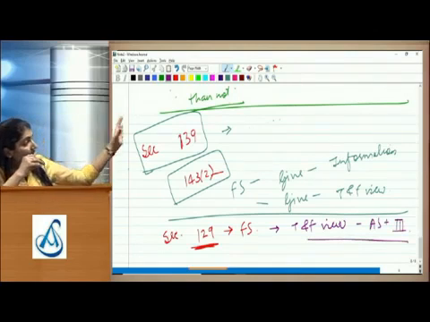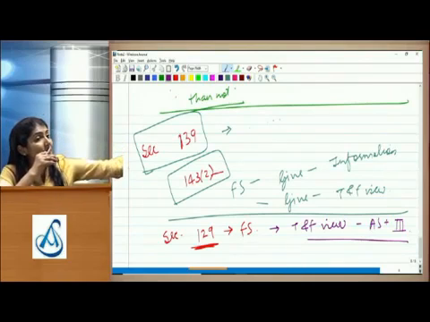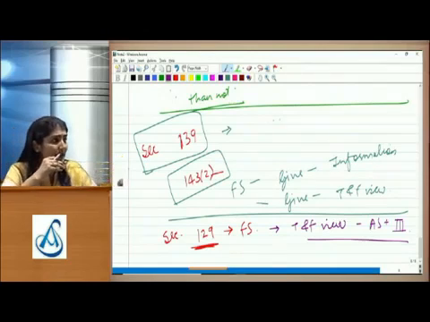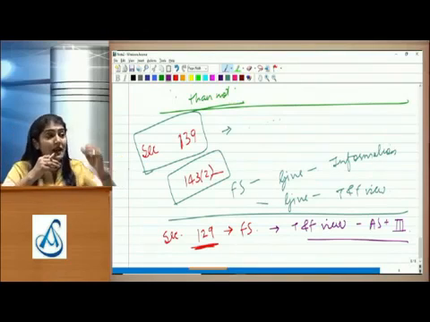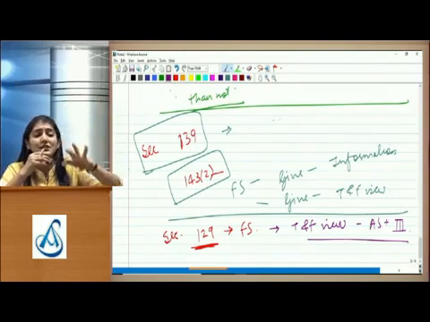What does 129 say? When can you say that the financial statements of a company are giving a true and fair view? When they are in compliance with Indian accounting standards and Schedule 3. So now can anybody draw a direct correlation between 143.2 and Section 129?